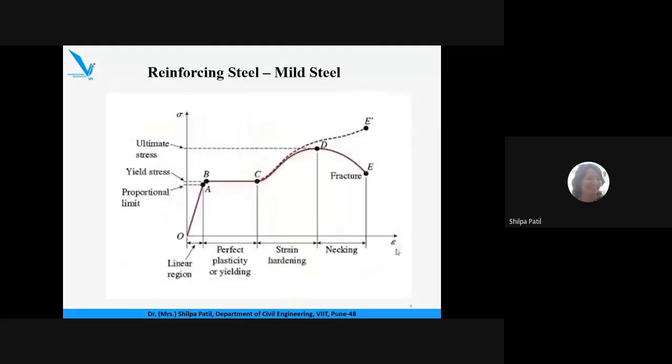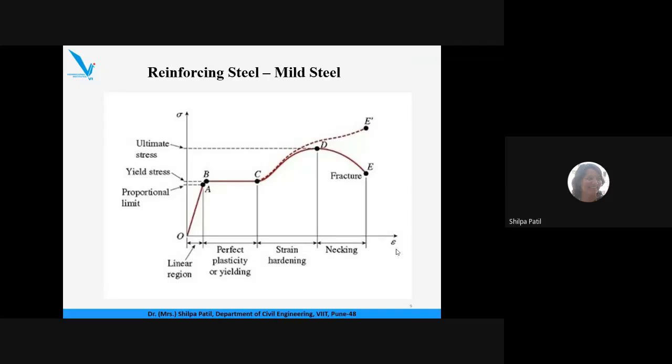Okay. Now let us move to the next important material of RC, that is steel. For steel, you are well aware of the tension test, and how to find the stress versus strain curve, everything. So I'm not going to spend more time explaining this.